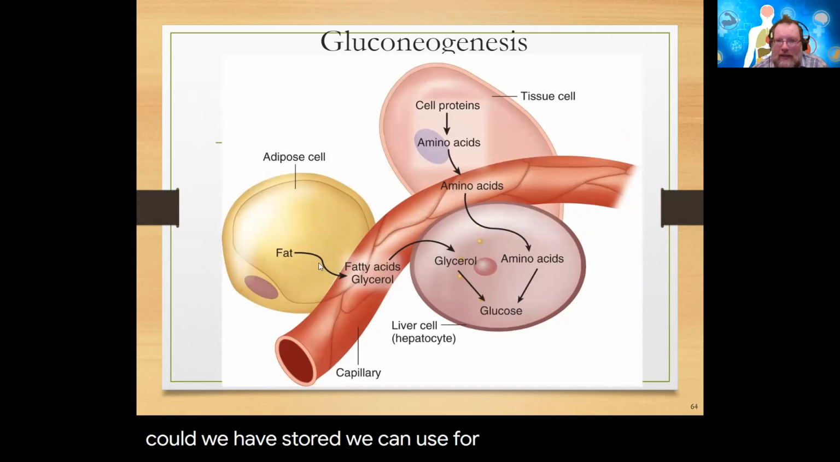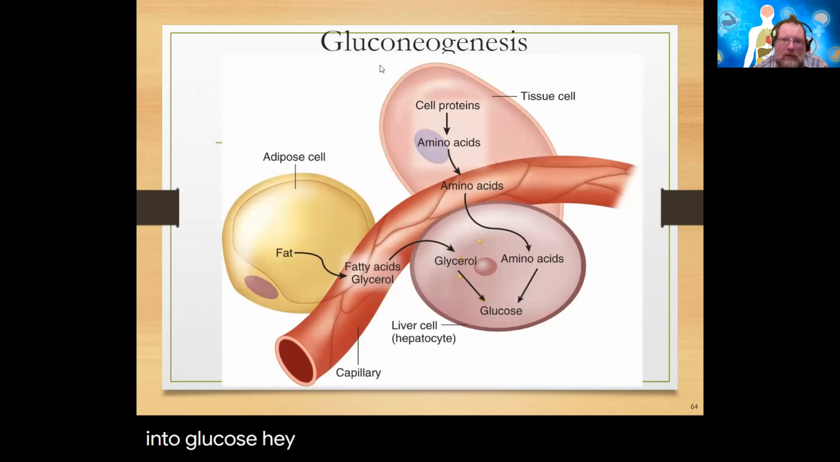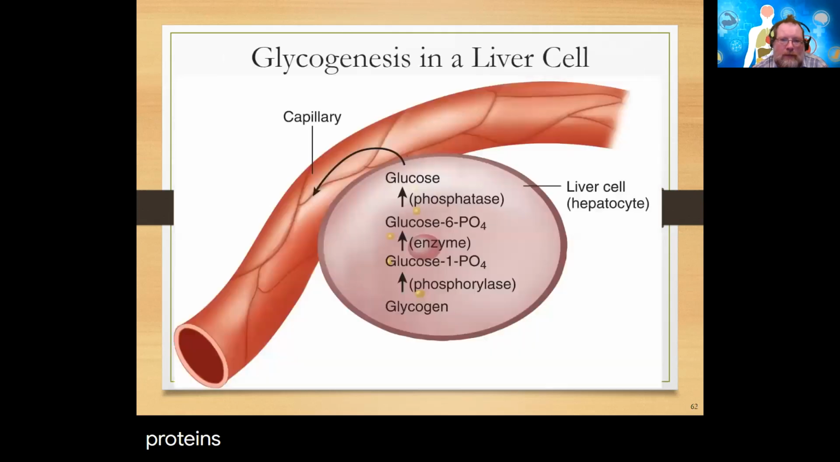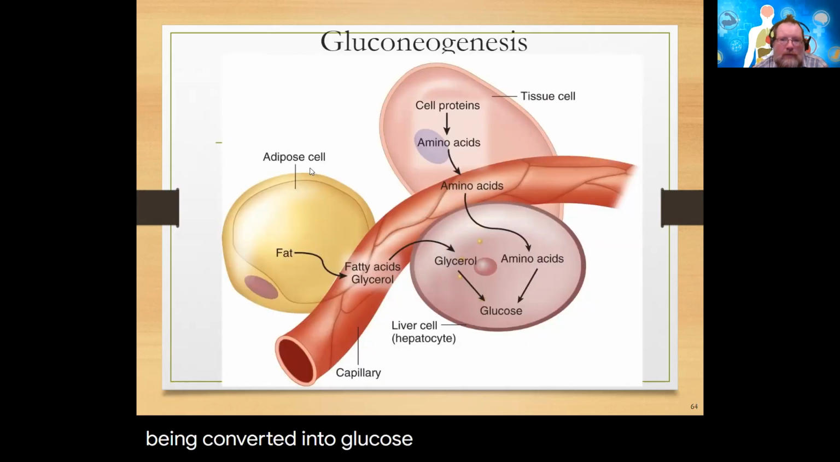We have stored, we can use fat. Okay? We have glycerol from fats that we can convert into glucose. We can take amino acids or proteins, bring them to the liver, and convert that into glucose. Okay, so gluconeogenesis coming from fats or proteins. Glycogenesis is stored glycogen being converted into glucose.